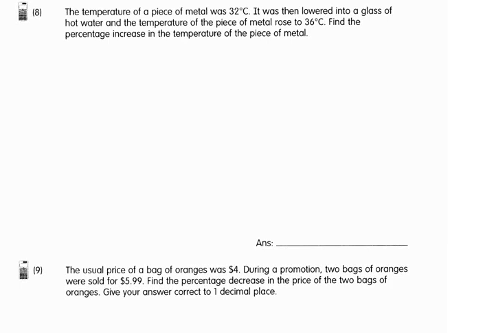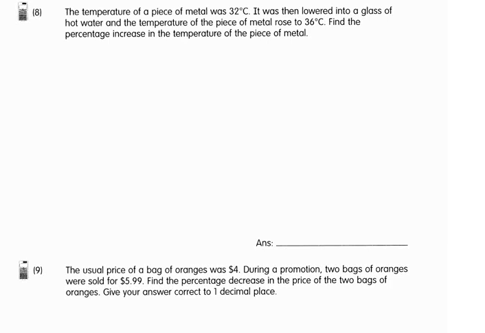Okay, the temperature of a piece of metal was 32 degrees Celsius. It was then lowered into a glass of hot water, and the temperature of the piece of metal rose to 36 degrees Celsius. So is there an increase or a decrease? Increase, right? Increase by how many degrees Celsius? 4. Find the percentage increase in the temperature of the piece of metal.